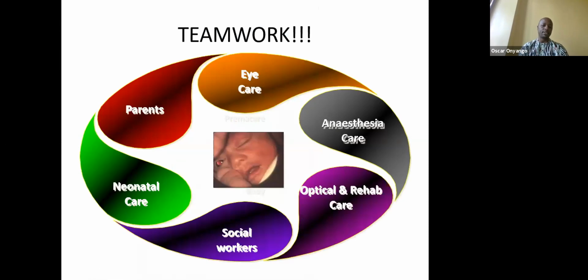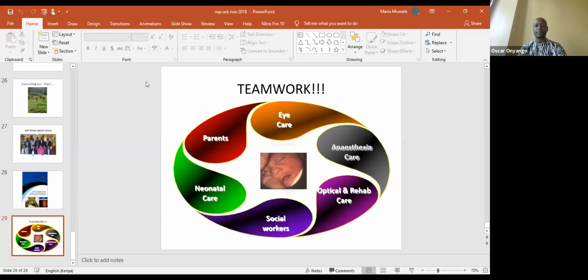And ROP screening is teamwork. I think Dr. Sarah alluded to this too. Eye care is just one aspect of it. We have so many different aspects that make this child in the middle see and develop into a fully grown adult who will be productive. So thank you. I think with that, I'm done. But over to you, Sarah.